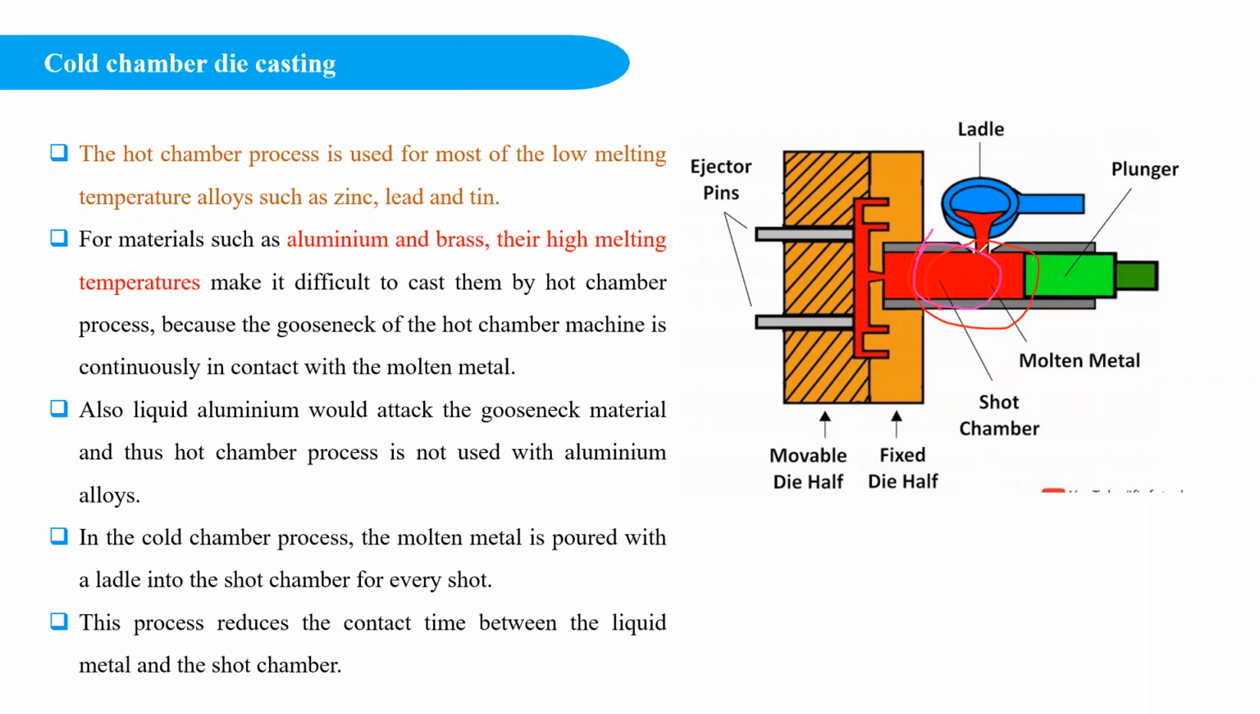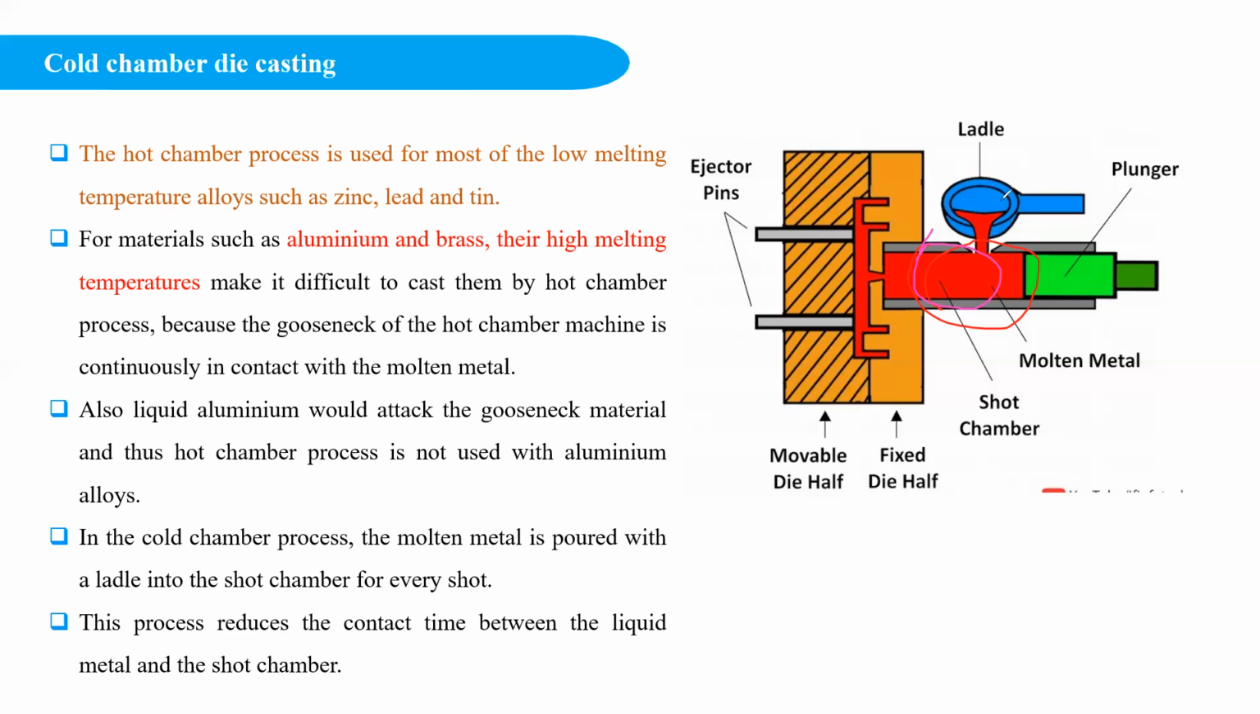Why we call it cold chamber die casting is that here the furnace is separated. The furnace is not an integral part here. The main purpose of the cold chamber die casting process is for high melting point alloys like aluminum and brass. These materials can be cast very easily.